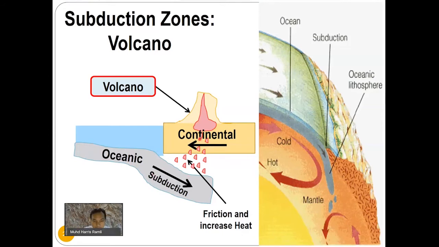So as it goes downwards, you have lots of huge energy. So when you have huge energy, you have friction, and at the same time, increased heat. So when it's increased heat, then all of these materials, the rocks or the plates, will start to melt. So when it starts to melt, it starts to fill up all this volcano. So when it's filled up until a certain period of time, then it will erupt.